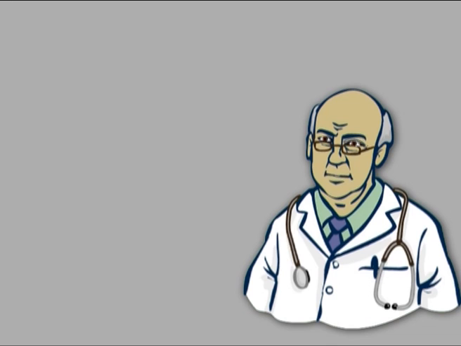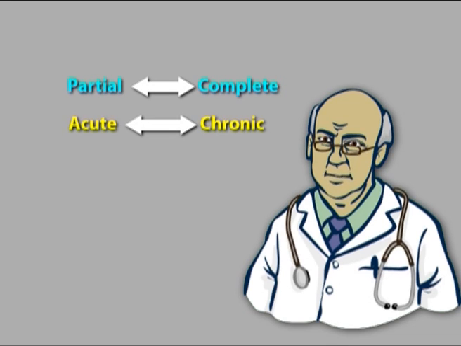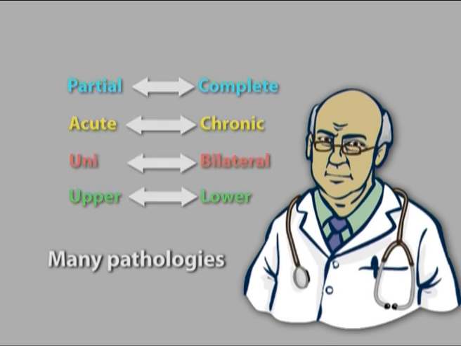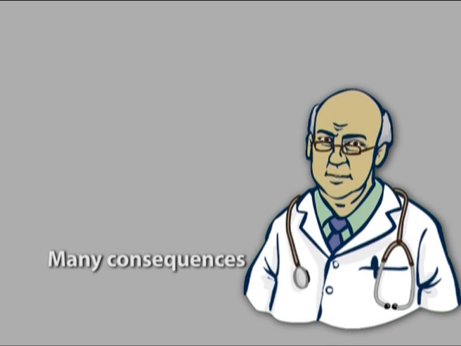Renal tract obstruction may be partial or complete. The onset may be acute, or it may present in a chronic, more insidious way. It may involve one side alone, or both kidneys may be obstructed together. Finally, the obstructive pathology may involve the upper tracts alone, or the upper and lower urinary tracts together. Clearly, there are a myriad of pathologies that may block the kidneys in different ways. Similarly, the consequences of such an obstruction will vary widely.